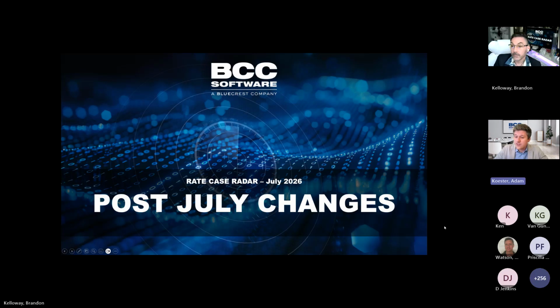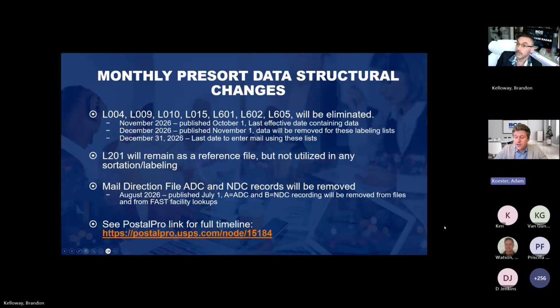All right, so those are the changes that are coming in July. There's quite a few of them, but the ones coming as part of the July changes that were filed with the PRC include some structural changes for our monthly pre-sort data. If you're using the BCC pre-sort products, you get these delivered to you every month. In general, you probably don't have to think about them a lot, but I want to make sure everybody's aware, especially if you're looking these things up or doing some processing of these files yourself, that some of the structure is changing.